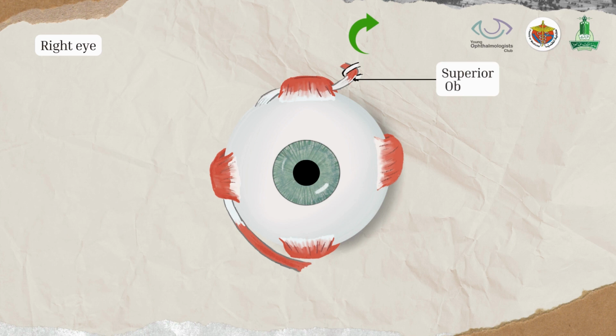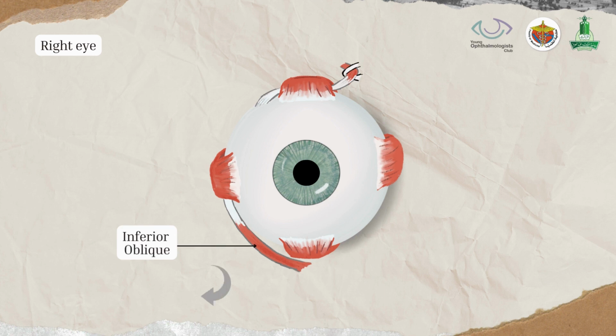There are 2 oblique muscles. Superior oblique, its main movement is encyclotorsion, and it contributes to the depression and abduction of the eyeball. Inferior oblique, its main movement is excyclotorsion, and it contributes to the elevation and abduction of the eyeball.